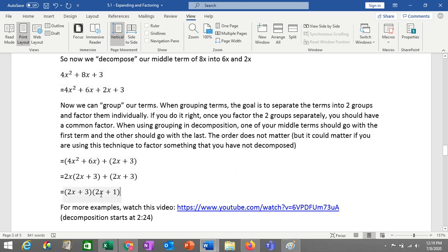So you can see 2x times 2x is 4x squared. 3 times 1 is 3. 3 times 2x is 6x. And 2x times 1 is 2x. 6 plus 2 is 8.